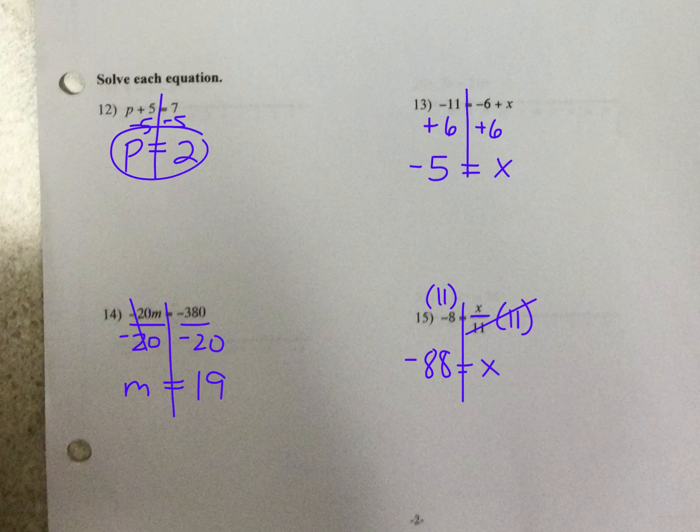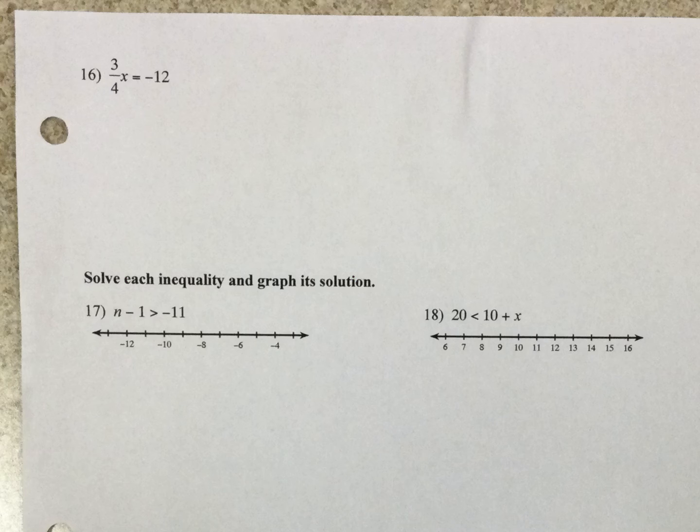All right, one more page. Number 16 is a little tricky because I mean like that. What is going on between the 3/4 and the x? Well, they're being multiplied. So I am going to divide by 3/4. That makes them go away. I'm left with an x on the left. Negative 12 divided by 3/4 is negative 16.